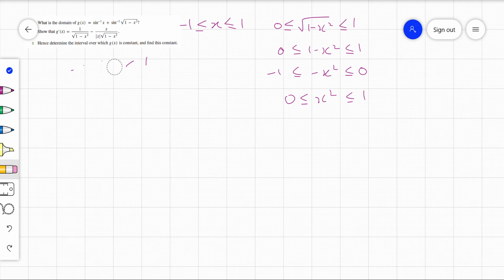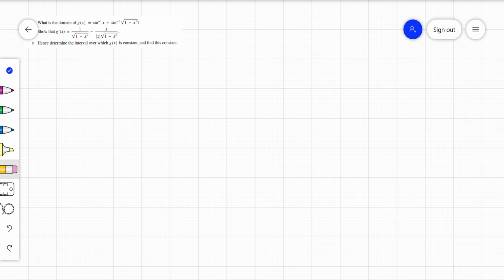Okay, so that's fine. Now if we look at the next bit, if we need to differentiate g of x, the first part's easy, of course. Inverse sine x, we just look at our formula sheet and we get 1 on the square root of 1 minus x squared. And then the second bit's a bit hard.